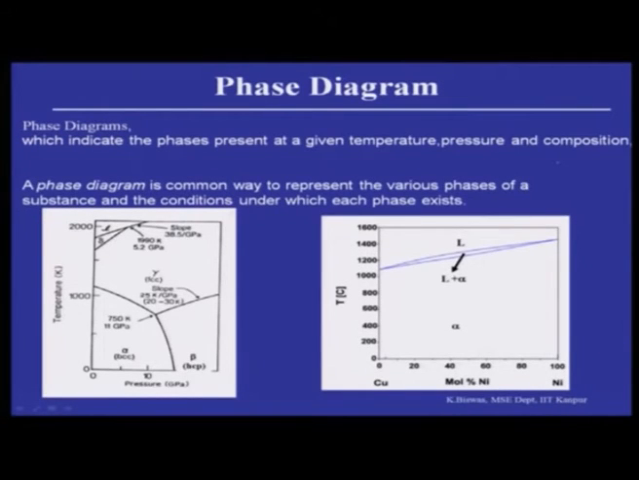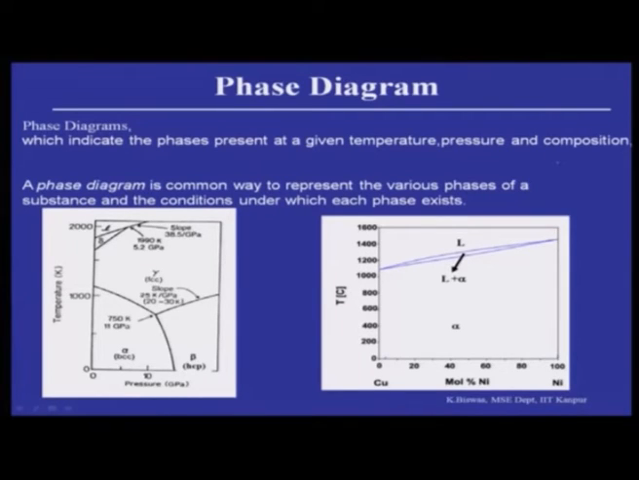So I have discussed what is a phase, what is equilibrium, and what is a phase diagram, because phase diagram is what you will study in this course. A phase diagram indicates the phases present at a particular temperature, pressure and composition. This is a chart or diagram which will tell you the different phases in equilibrium with each other present at a given temperature, pressure or composition.